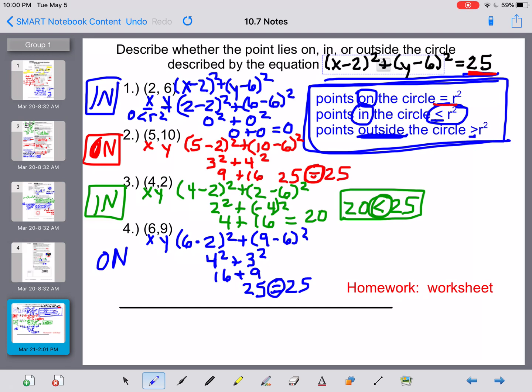So that's how we check to see if a point is in, on, or outside the circle, and you will see a couple of those on your homework. So once again, a homework worksheet, please, please, please show your work. I would stress writing down the center and the radius every time because those are the two important things. And then on these final 3 problems on your homework, make sure you show me the work for how you know if it's in, on, or outside the circle.